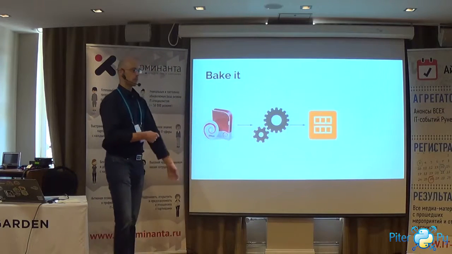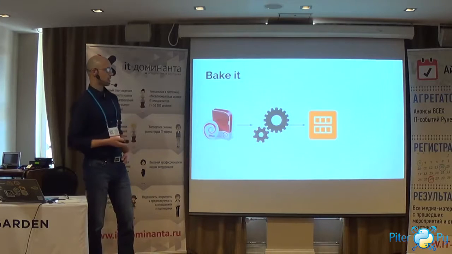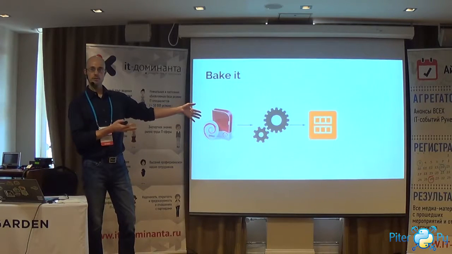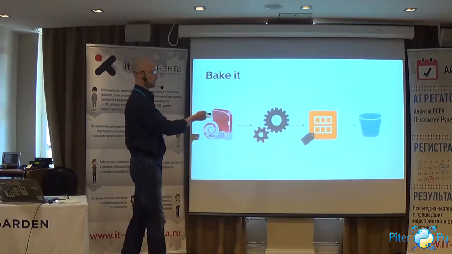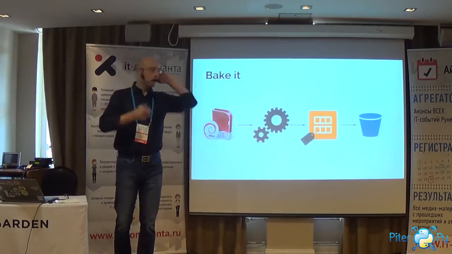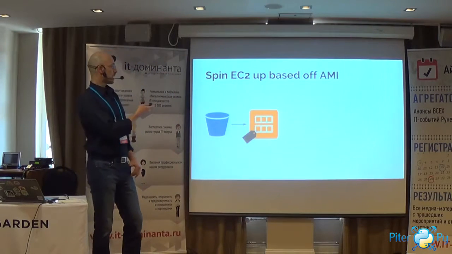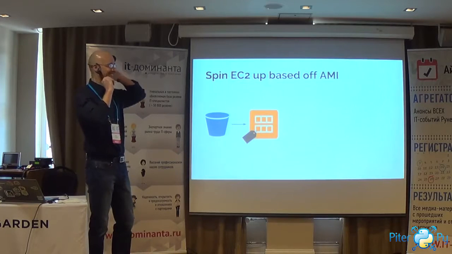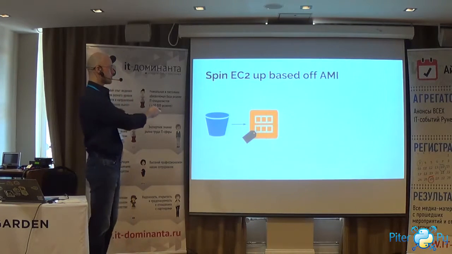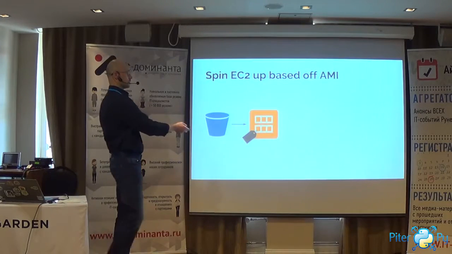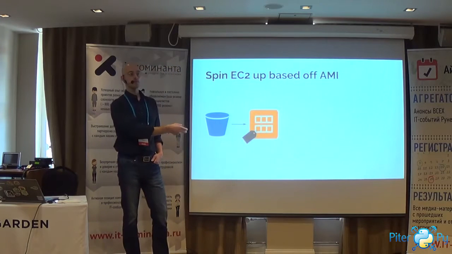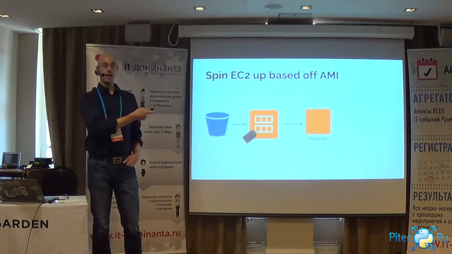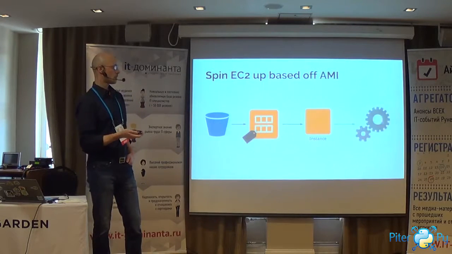How can you do it? Just grab your Linux distro of choice, do stuff, so install the application, run tests, whatever you want. At the very end, you just export it as an AMI. Then you tag it, and you store it in a bucket. If you want to use that AMI image for your EC2 instances, you just need to pick it up from your S3 bucket. You remember, you tagged that AMI image. So you just need to take care of picking it up with the right tag. And you can spin an EC2 instance up based off that AMI. And you're ready to go.